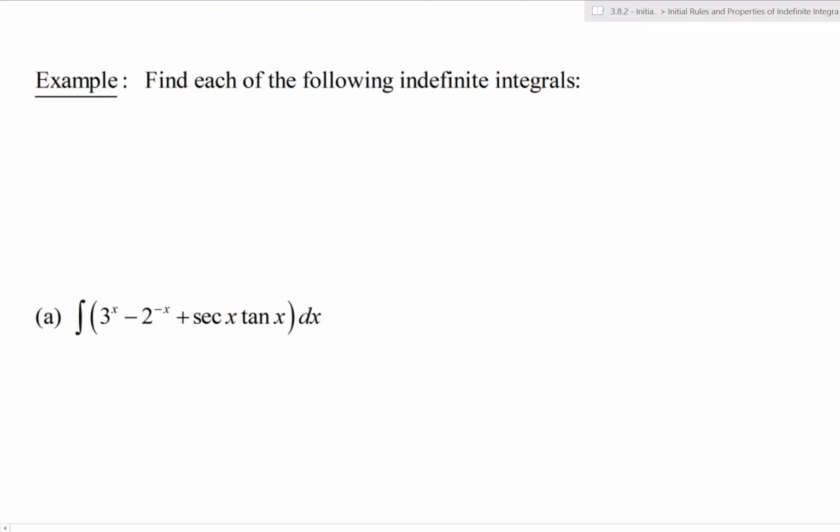Now I went ahead and just threw in a trigonometric function in there just for fun to keep us on our game. We can go ahead and rewrite this as the integral of 3 to the x with respect to x. And then notice we actually have a 2 to the negative x here. The rule above that we had stated was the integral of b to the x with respect to x is b to the x over the natural log of b plus a constant, assuming b is positive and not equal to 1. It didn't say anything about a b to the negative x.